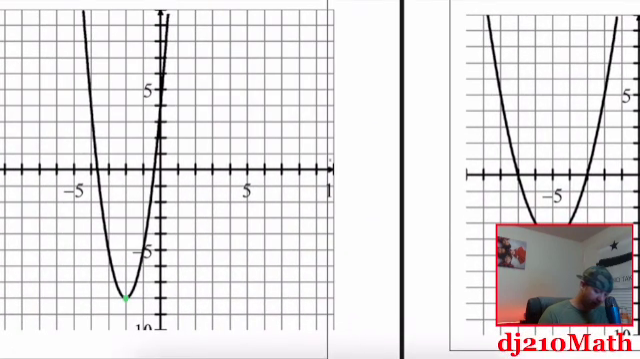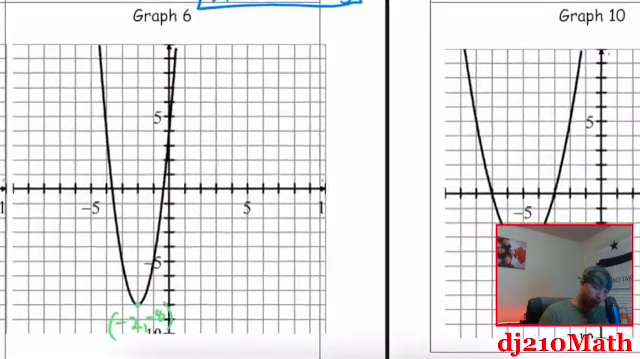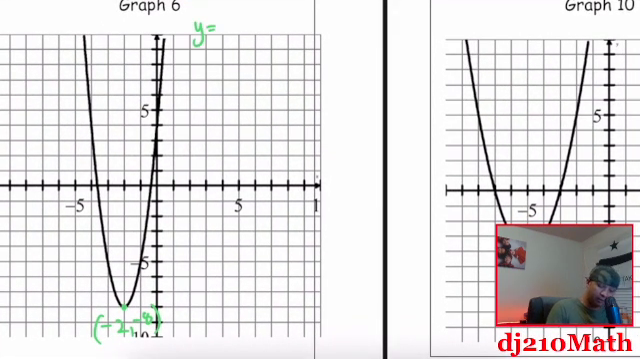All right. Again, number 6, vertex: negative 2, comma, 8; negative 2, comma, negative 8. So vertex form is y equals a times (x plus 2) squared minus 8. Now, are there other ways you could do this? Yes, there are. But this is just how I do it.